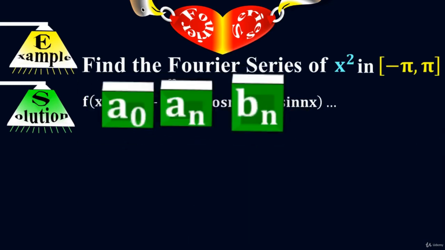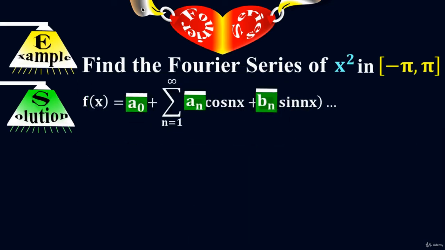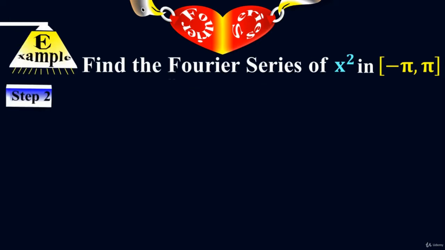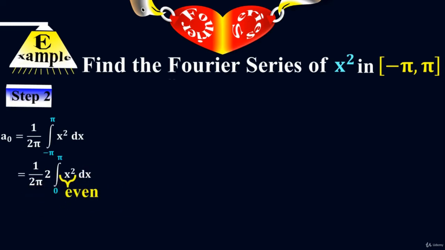Now I'm going to find the values for a sub naught, a sub n, and b sub n, which are the coefficients of Fourier series. Step 2. The value of a sub naught equals 1 over 2 pi times the integral of x squared dx, which equals 1 over 2 pi times 2 times the integral of x squared dx with the limit from 0 to pi, because I have multiplied it by 2. The given function f of x equals x squared, which is an even function. Therefore I'm going to find the value of a sub naught.